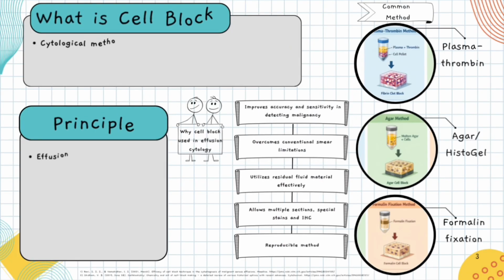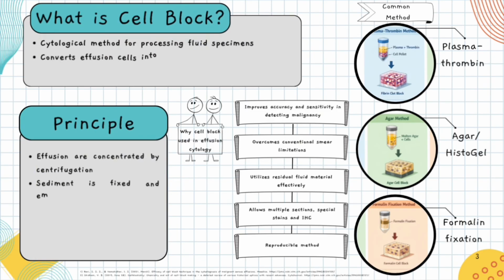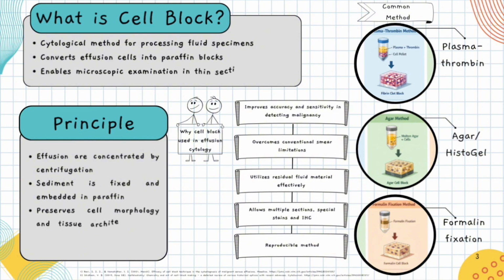Now, I will explain about the cell block technique, including what it is, its principle, and why it is used in effusion cytology. First, what is the cell block technique? The cell block technique is a cytological method used to process fluid specimens. In this technique, cells obtained from serous effusion are converted into a paraffin-embedded block, which is similar to a tissue biopsy. Because of this, the cells can be examined in thin sections under a microscope. This makes it easier to study the cells in detail.